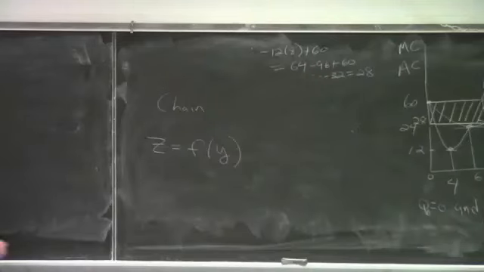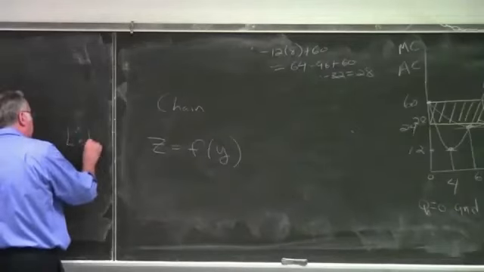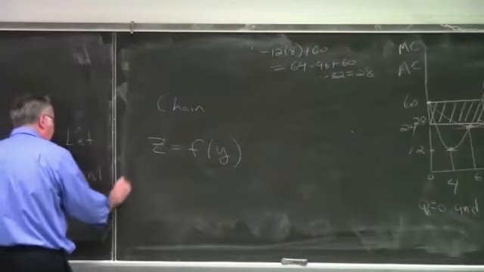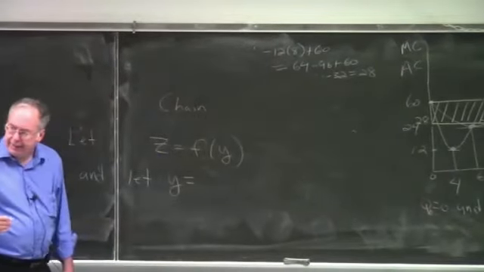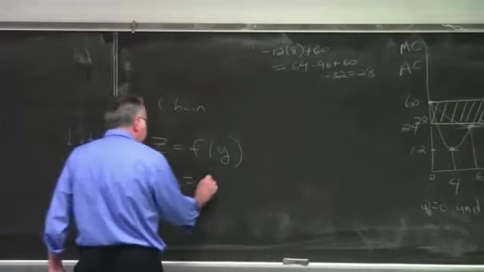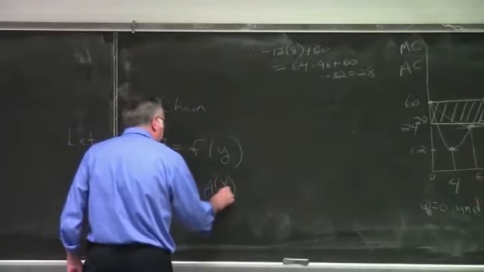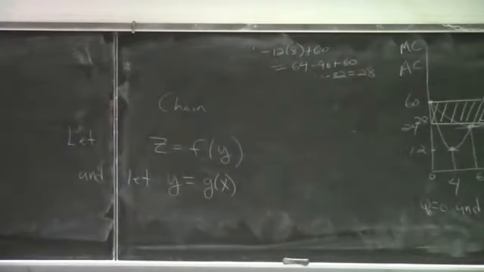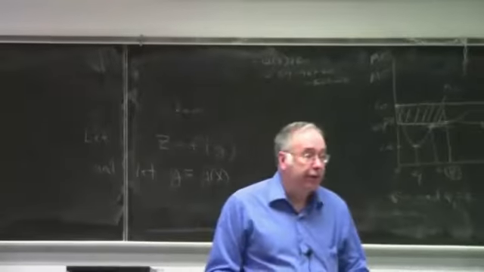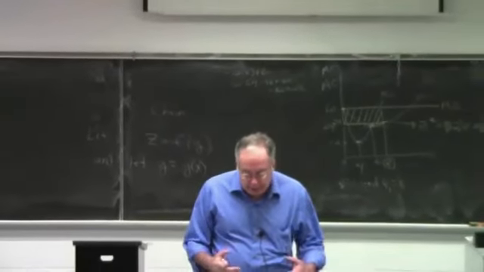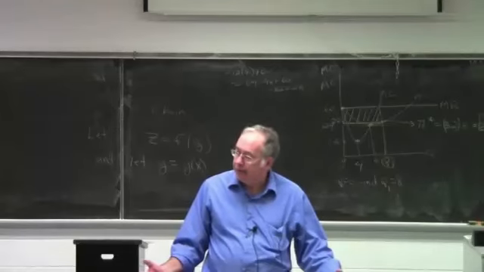And let's also let y be some function of x. So let y be g of x. So what this means is for each value of x, there's a unique value of y. And for each value of y, there's a unique value of z. So what that means is for each value of x, there's also going to be a unique value of z. So really, z can be expressed as a function of x.